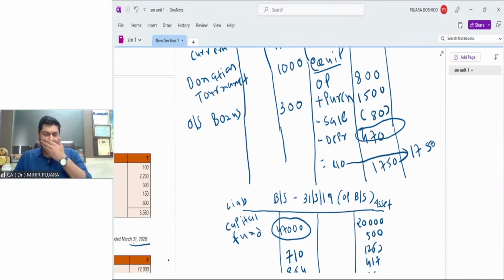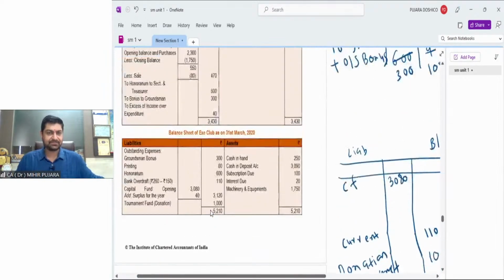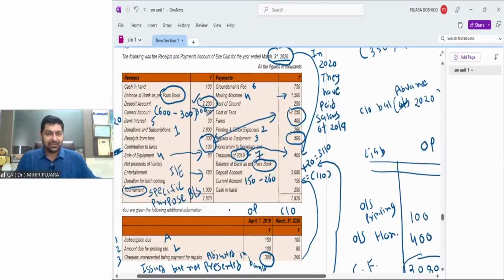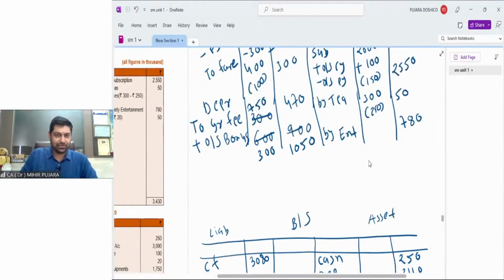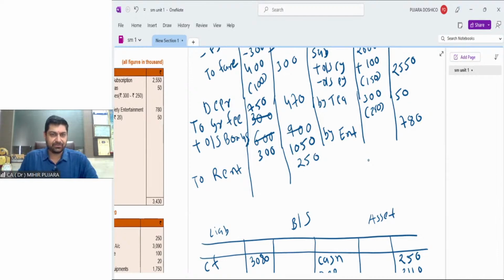Moving machine we have already done. Rent of ground, it's a simple expense with no adjustment. Rent of ground, no adjustment, 250.